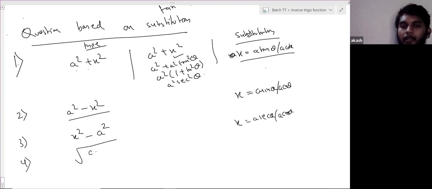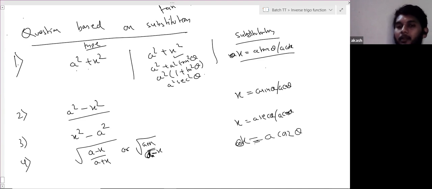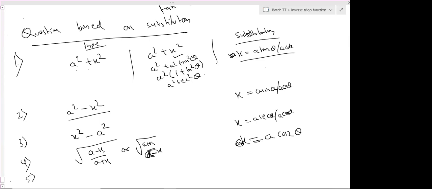If you have a minus x upon a plus x, or a plus x upon a minus x, then you can put x equals a cos 2 theta. Why so? Again, the half angle formula. If you put a cos 2 theta, then a is common. 1 minus cos 2 theta and 1 plus cos 2 theta, we have just seen that they can be used as 2 sin square theta and 2 cos square theta, right? Yes, sir. All right.